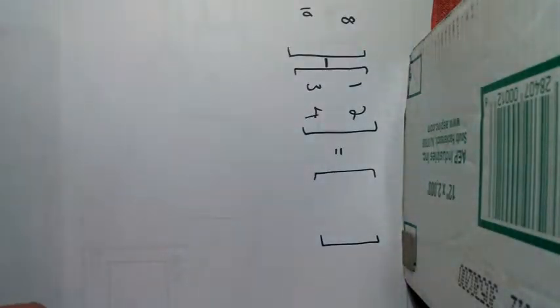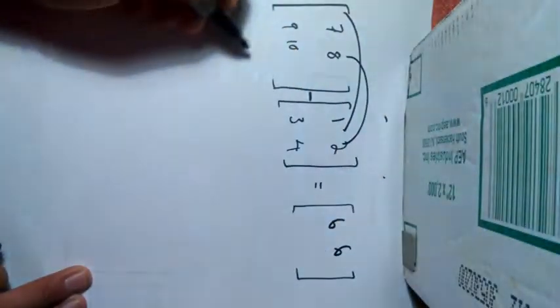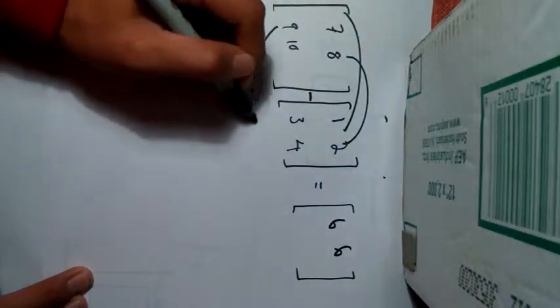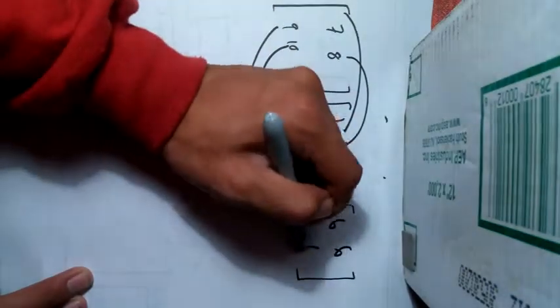Now we have subtraction. We use the same process as addition. So 7 minus 1, 6, 8 minus 2, 6, 9 minus 3, which is 6, and 10 minus 4, which is 6.